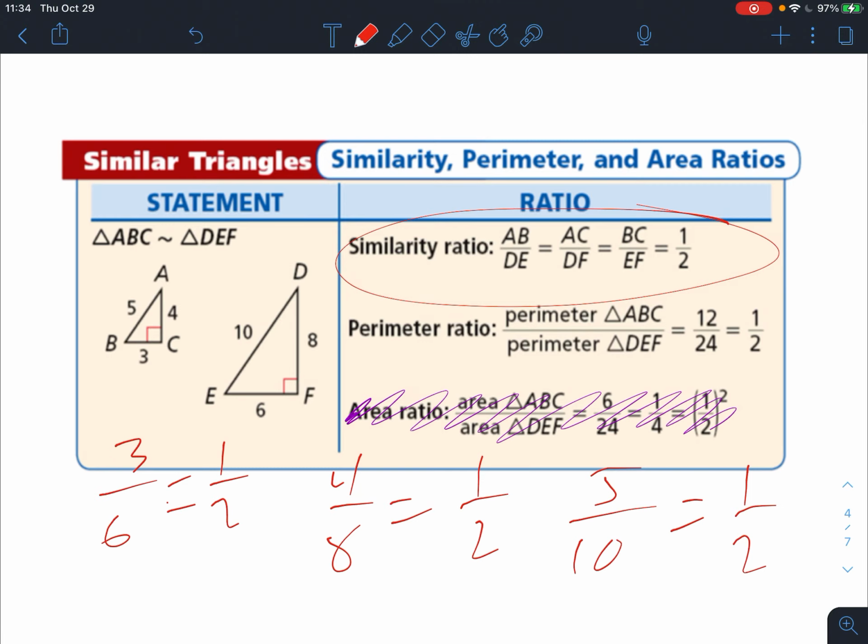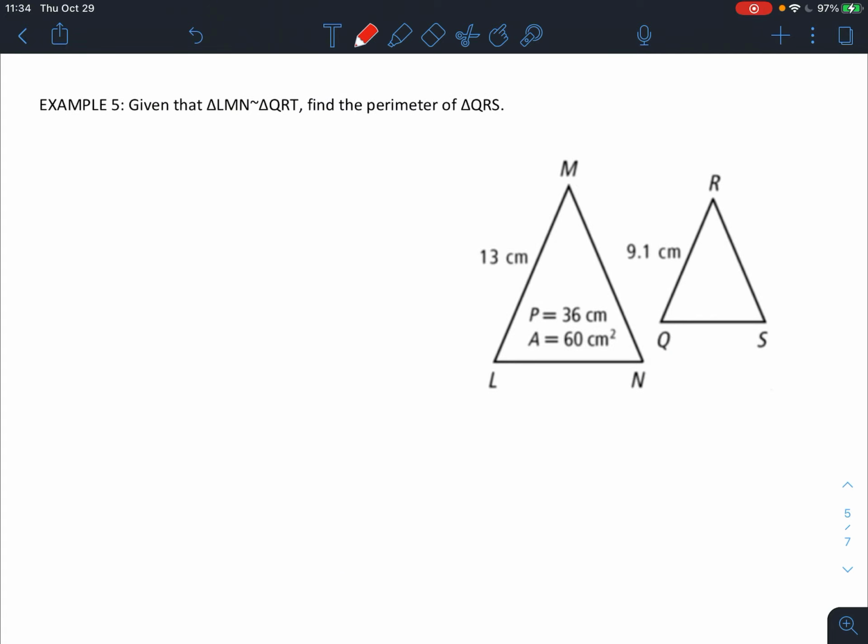The perimeter is the same ratio. 3 plus 4 plus 5 is 12. 6 plus 8 plus 10 is 24. 12 to 24 is also 1/2. So if triangles are similar, their perimeters will have the same similarity ratio. How will we use that? Let's take a look at a couple examples. Number 5 says, given the two triangles are similar, find the perimeter of the small triangle over there.